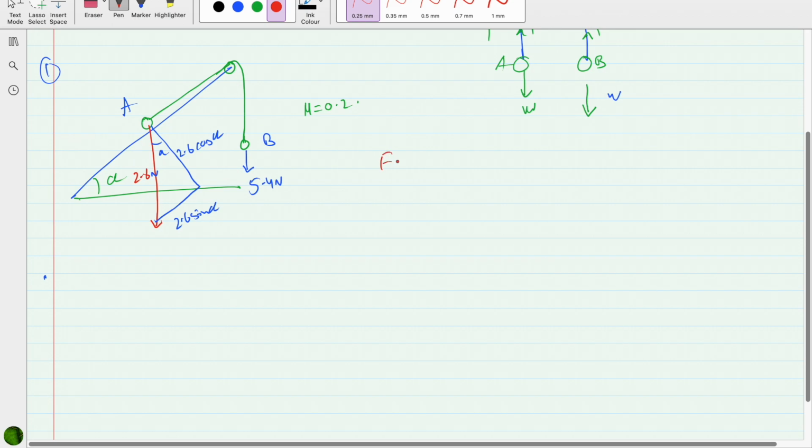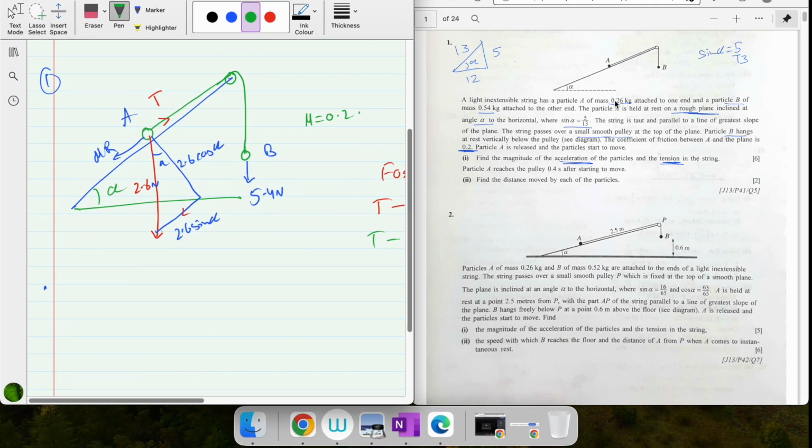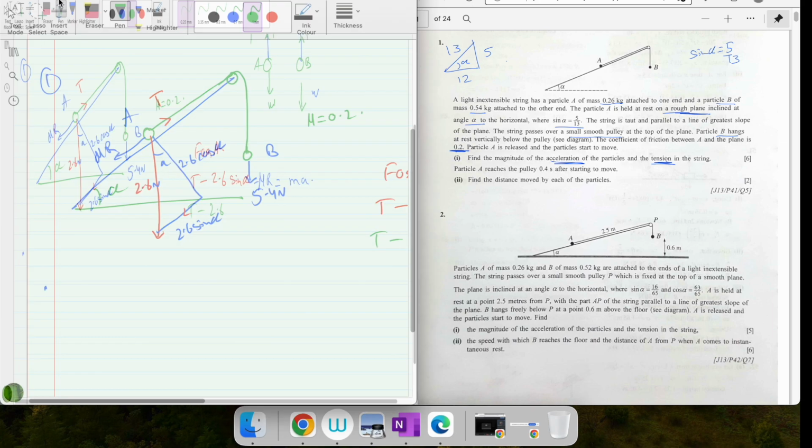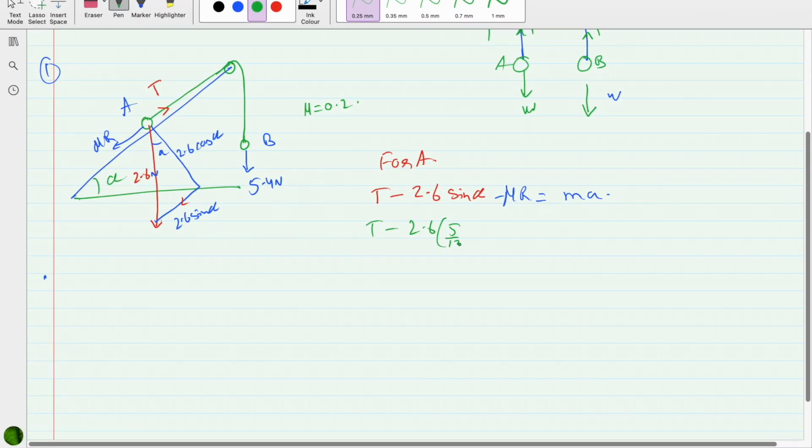Now we write the equations. For particle A, which is moving up, obviously tension would be more than the resistive forces. So tension minus 2.6 sine alpha, which is the component of weight opposing the motion, and do not forget that it was rough, so there is friction as well, minus mu R is equal to ma. Now we plug in all the values we know. Minus 2.6 sine alpha, which was given in the question as 5/13, minus mu, which was given, that is 0.2.